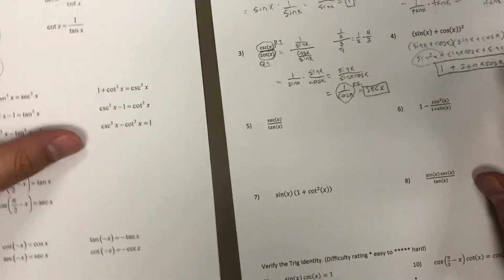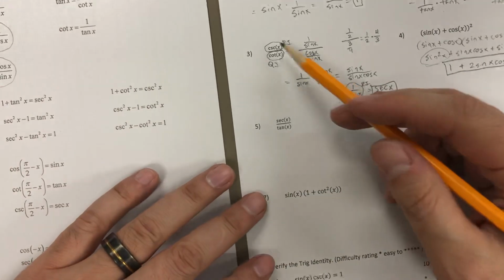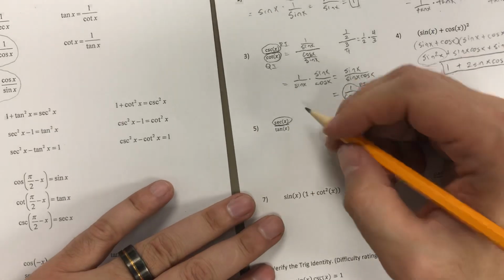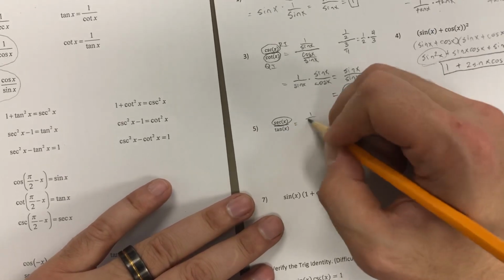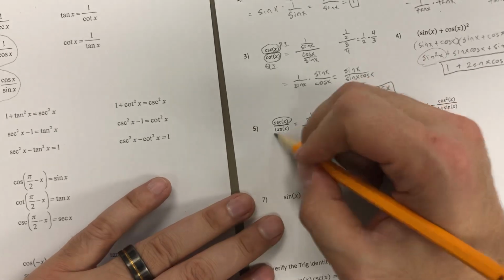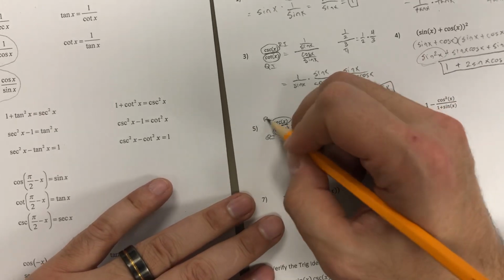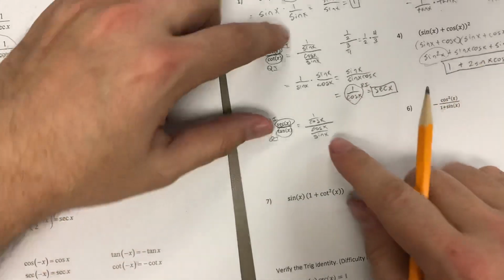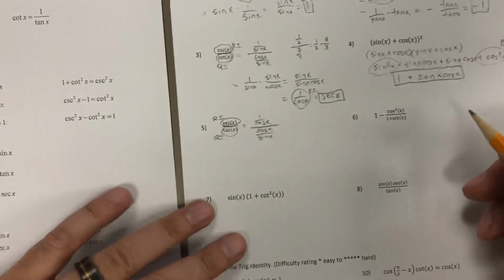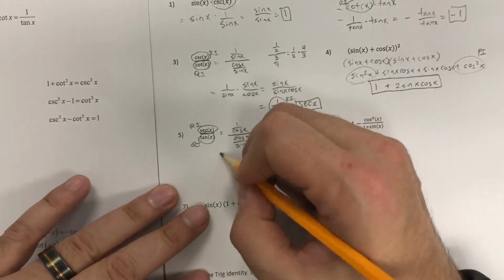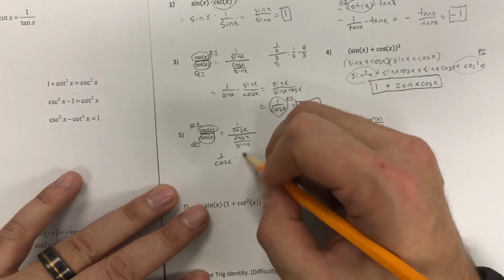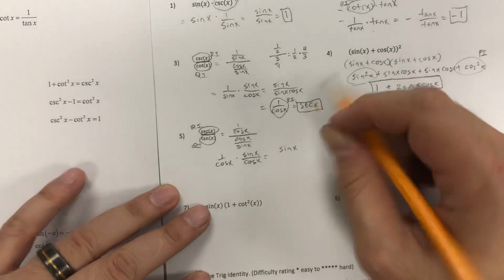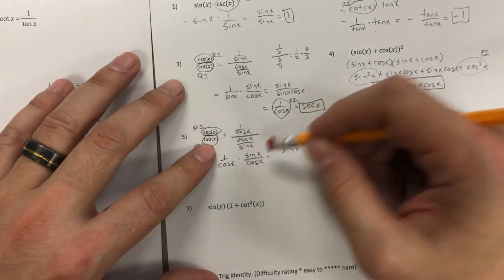Number 5. Secants and tangents. I'd probably give this the same treatment I would number 3 and turn it into sines and cosines. So I'd use a reciprocal identity for secant. Secant is the same thing as 1 over cosine of x. Tangent, I'd use the quotient identity for that one. And that turns into cosine of x over sine of x. And then once again, since they're fractions over fractions, it's the whole keep, change, flip thing.